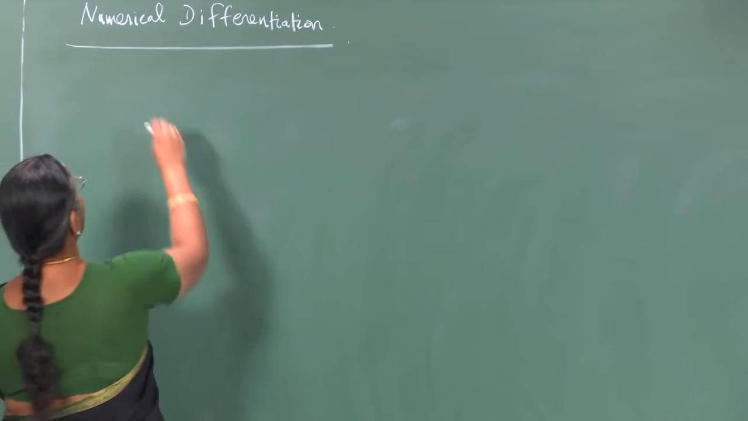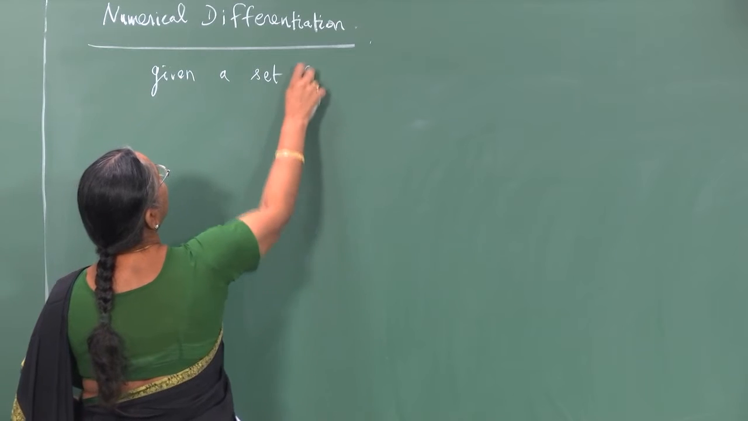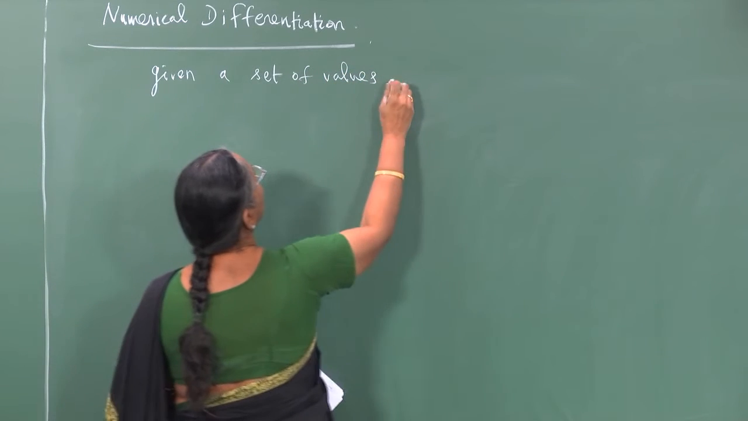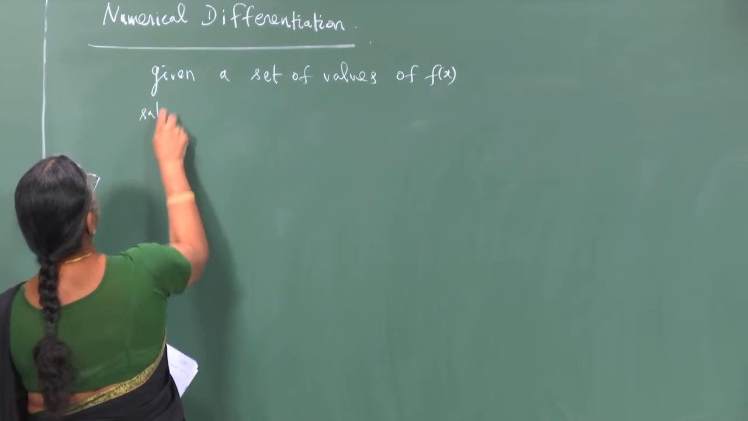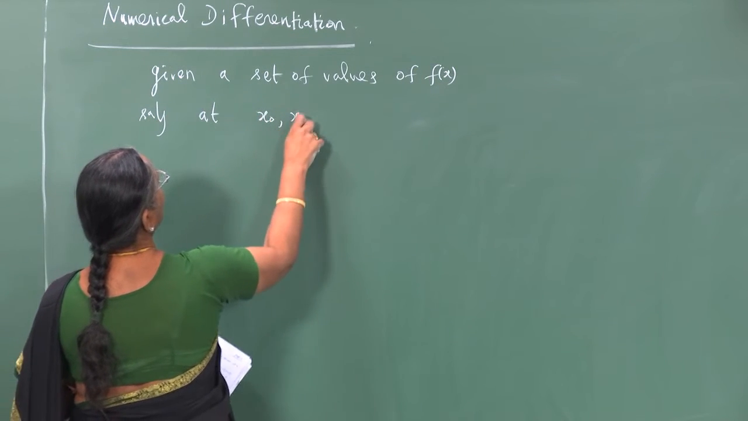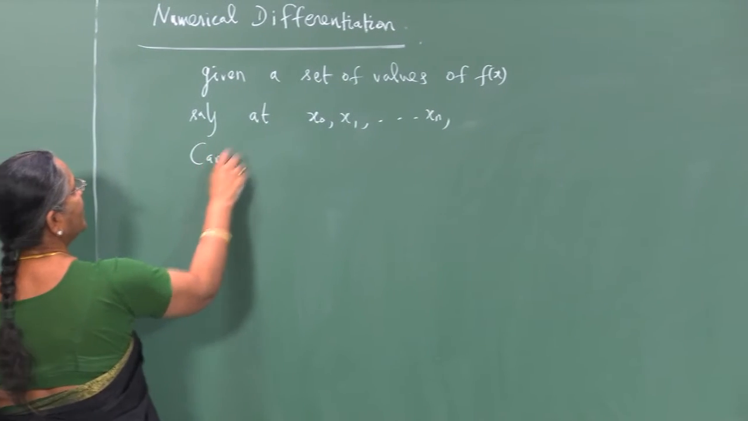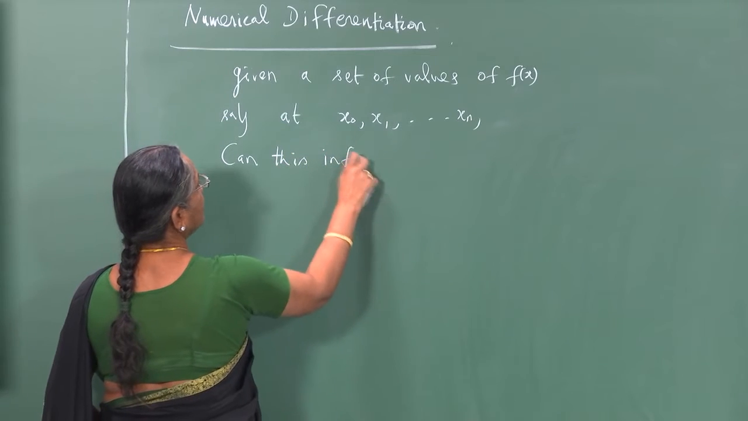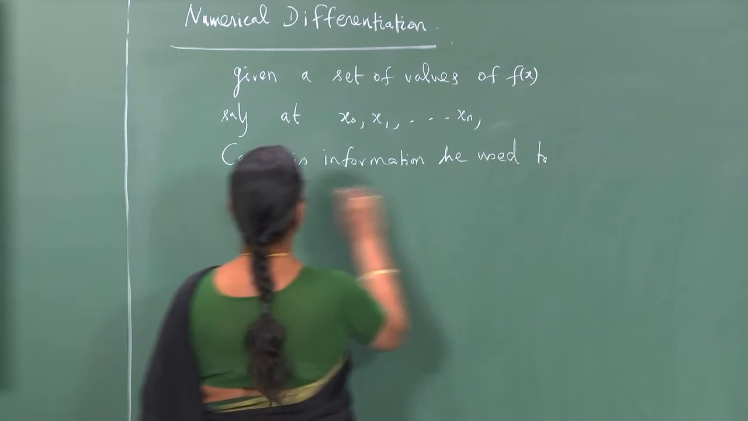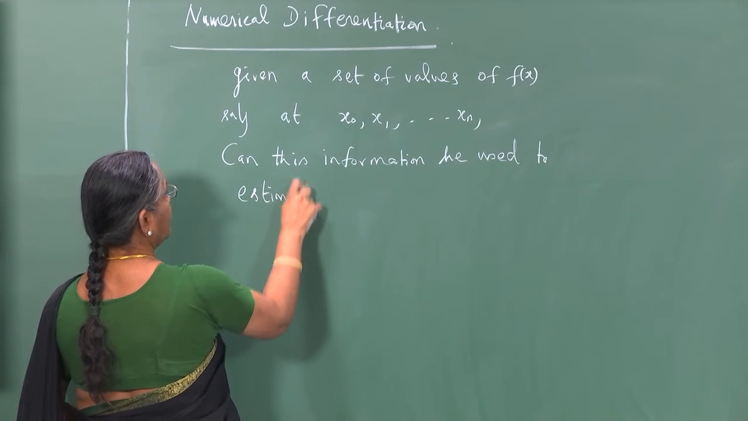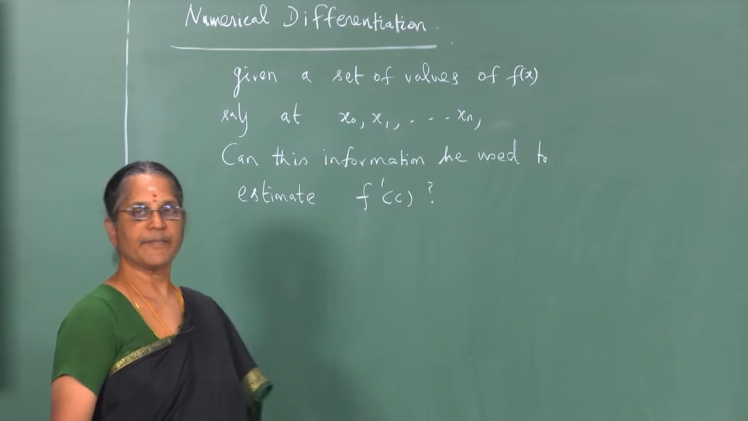So, given a set of values of f of x, say at x0, x1, etc., xn, the question is, can this information be used to estimate the derivative of f at some point, say C?